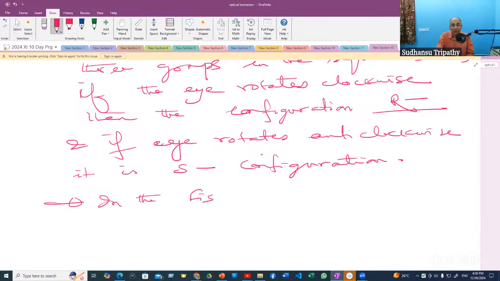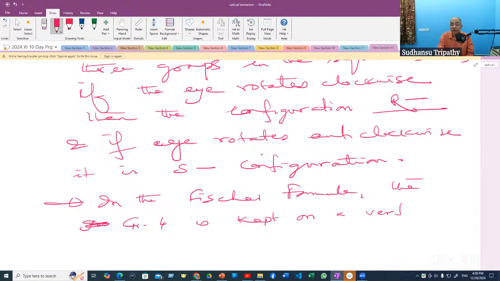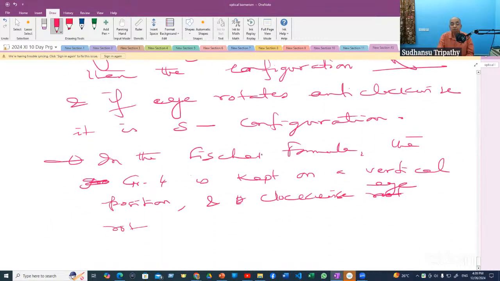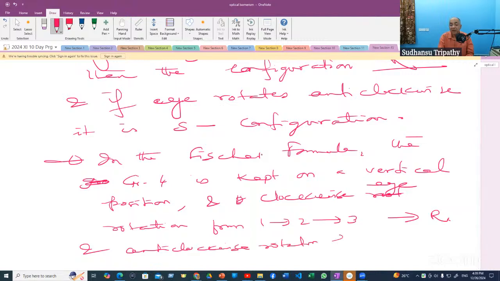In the Fischer formula, it is very easy to handle. I'll show you. Group number 4 is kept in a vertical position, lying below the plane, and clockwise eye rotation from 1 to 2 to 3 makes it R. Anticlockwise makes it S.